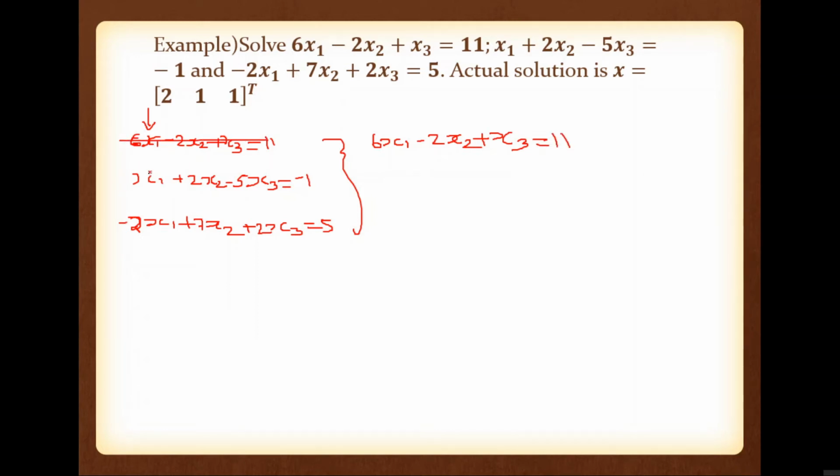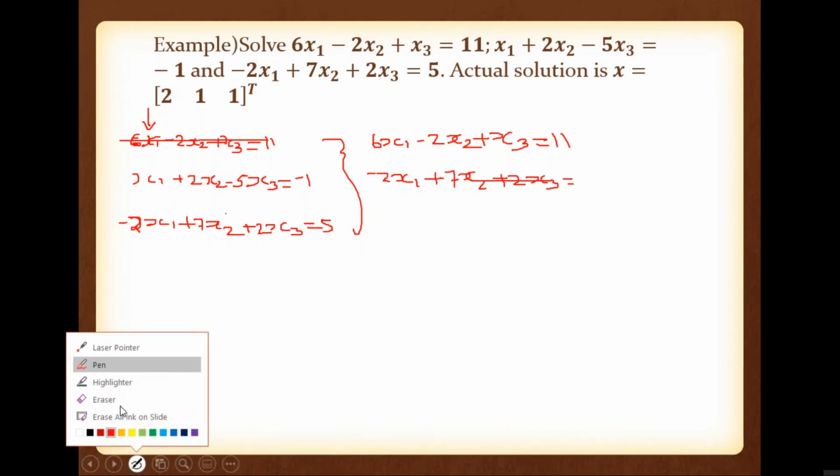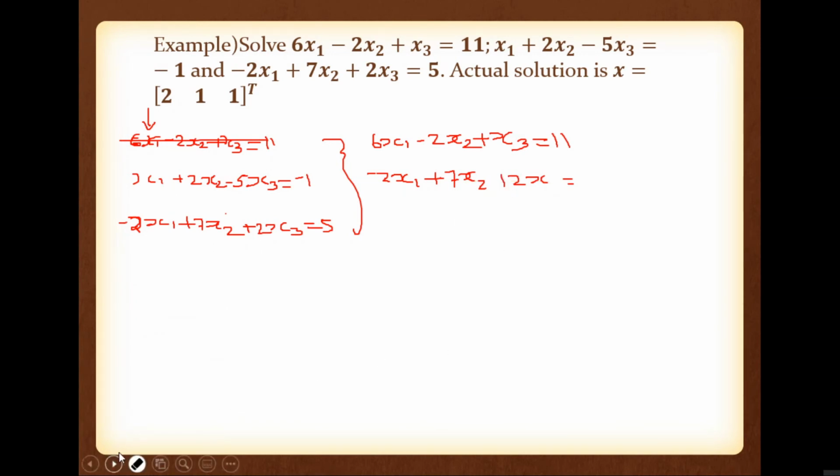Now compare the remaining two equations. If you are comparing the coefficient of x2, 2 and 7, magnitude point of view, 7 is the largest one. So we have to consider this equation. So last equation, we have minus 2 x1 plus 7 x2 plus 2 x3 that is equal to 5. So this equation is considered.